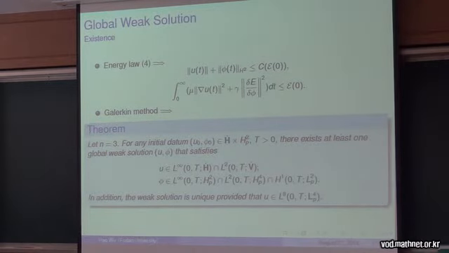Now for the global weak solution, it's quite easy. From the basic energy law, we have the uniform bounds, which is uniformly in time. And based on this uniform estimate, we can use the Galerkin method to prove that for any initial data, u0 belongs to L2 and phi0 belongs to H2, our system has at least one global weak solution, which is unique, provided that the velocity has some additional regularity. But this is just an if result, it's not proved.